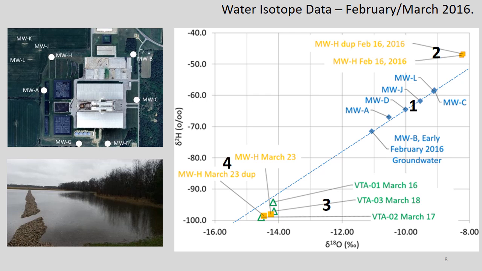And those values have no resemblance to the original groundwater, but they do resemble the ponded water. And this is our conceptual model, that basically this water ponded, infiltrated, and diluted the water at MWH. So it had very little nitrate in it. MWH had very little nitrate in it.